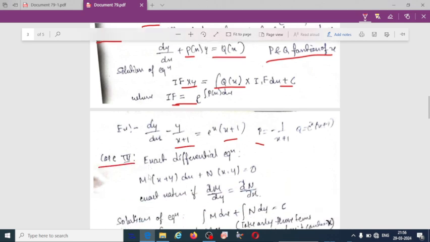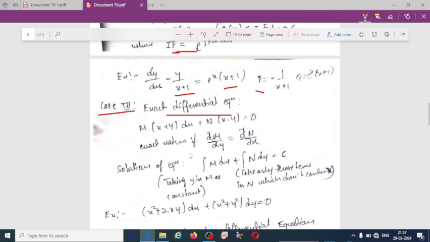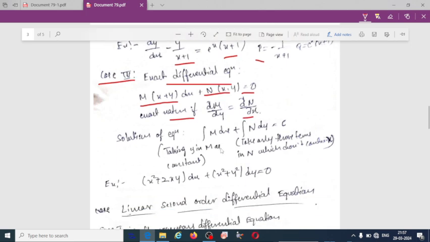So the fourth case is the exact differential equation. Here the differential equation is of the form M of x, y dx plus N of x, y dy, that is equal to 0. The exact nature of this equation is dou M by dou y is equal to dou N by dou x. The derivatives of these two parts are going to be equal.